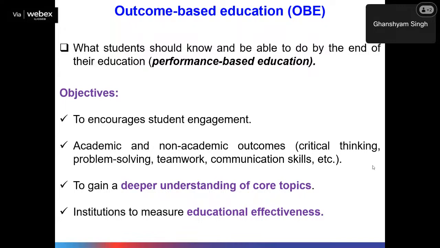And it is more or less a performance-based education. Rather than just providing them a degree and then expecting that they will go into the market and search for jobs according to their knowledge, which is not a good criterion, the criterion is that we should define at the start of the course what the student should know and what he will be able to do by the end of their education. That is part of outcome based education.